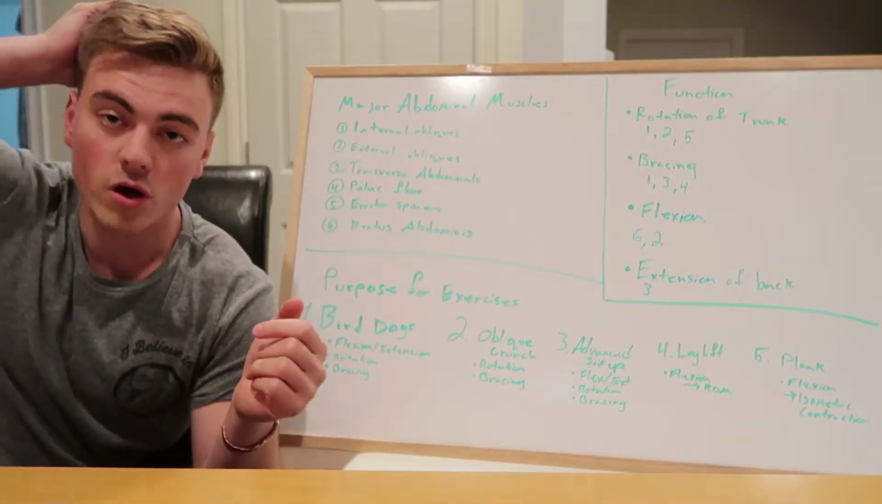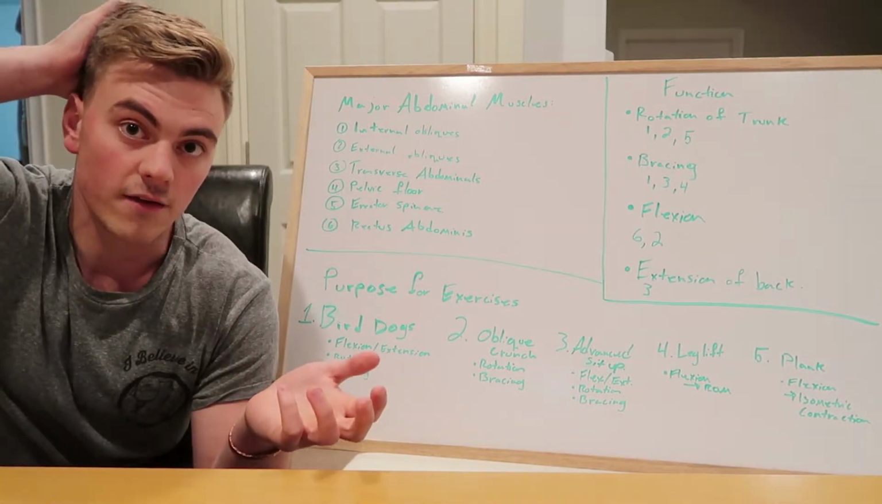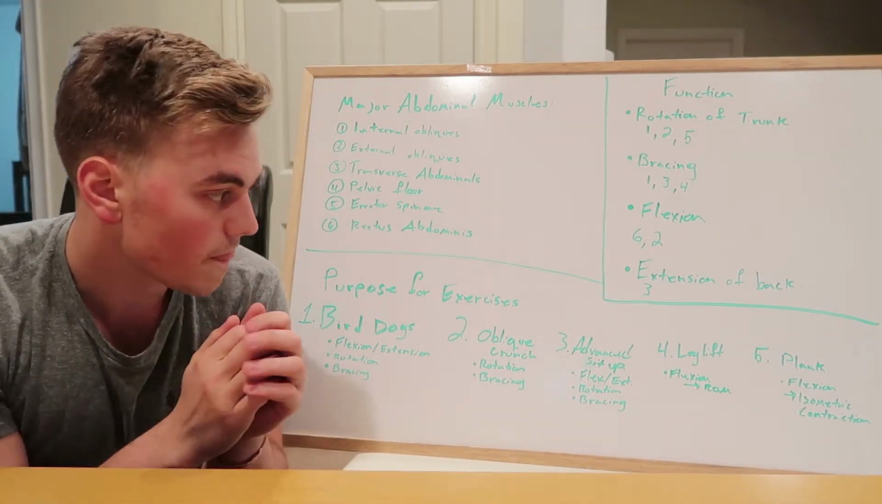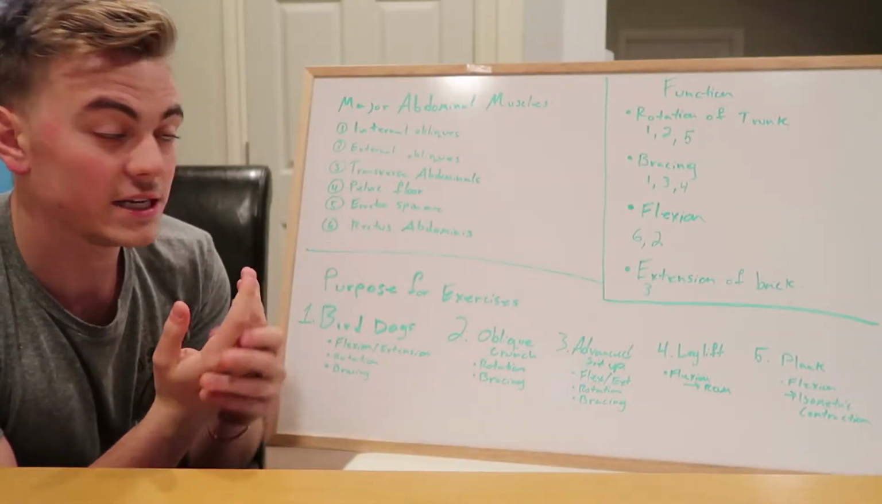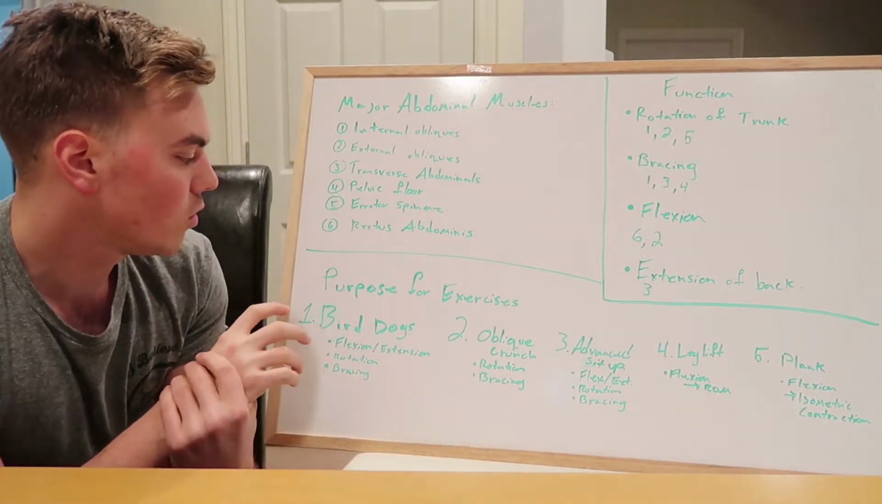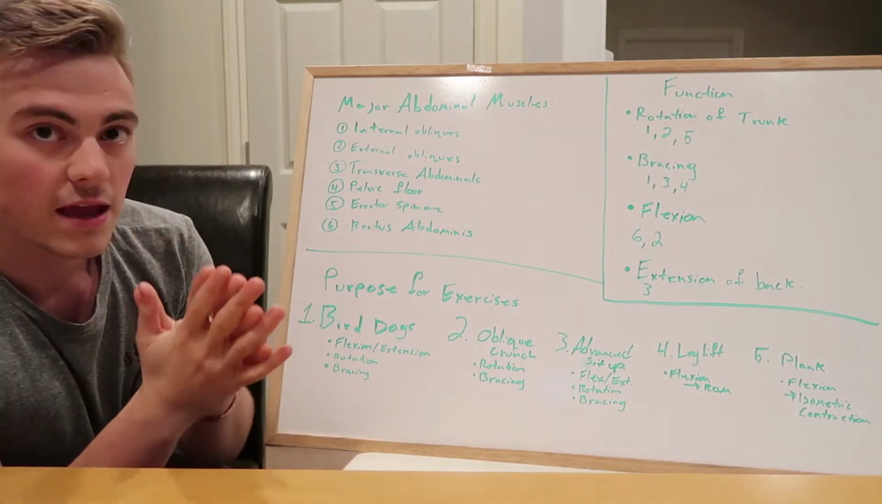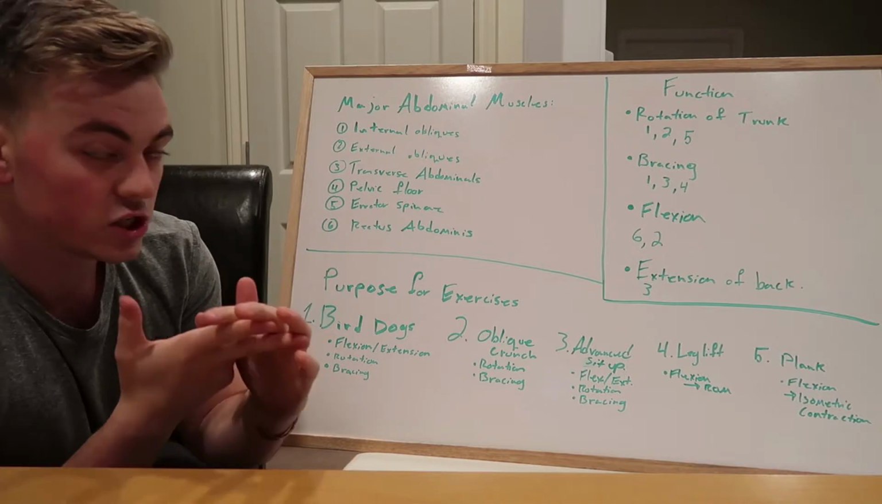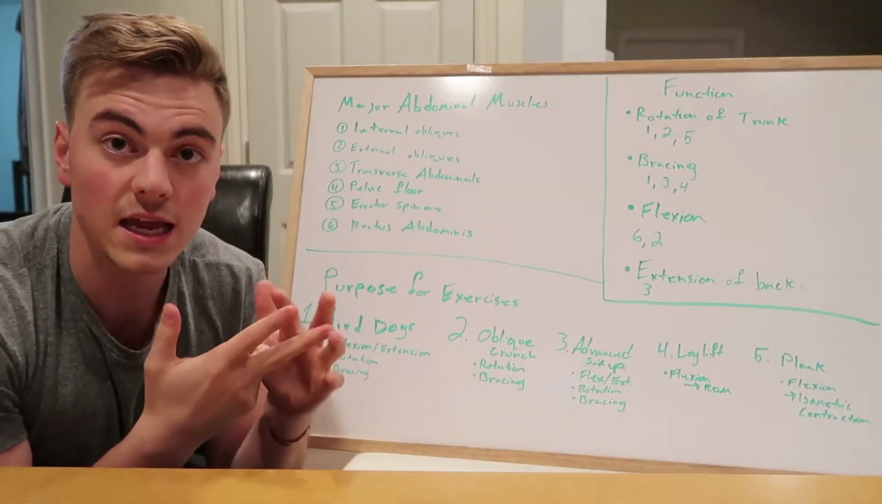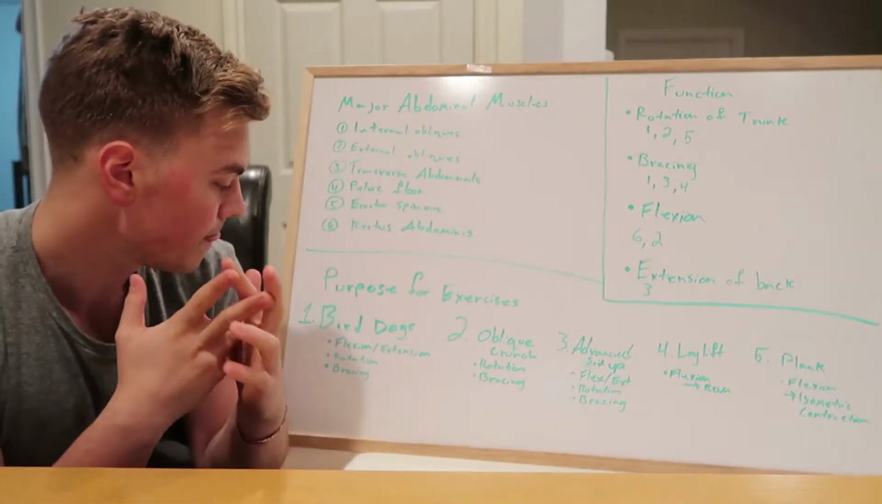So now that we've gone over the functions of each one of these different muscle groups, we should talk about the actual movements that we did. So the purpose of each exercise that I've outlined here today. So we started off with bird dogs, and the bird dogs were crucial in the flexing and extension of the rectus abdominis and the transverse abdominals.